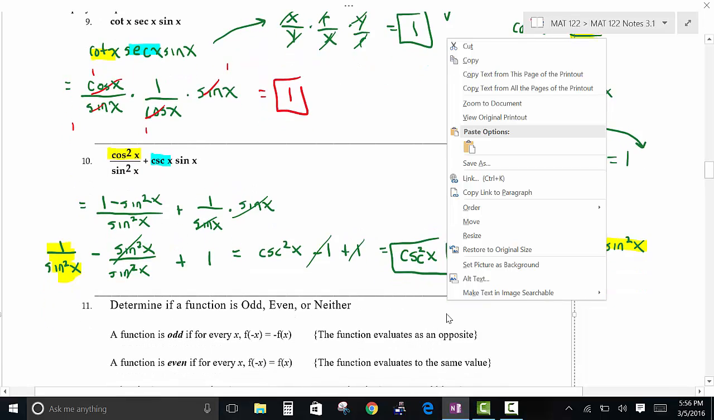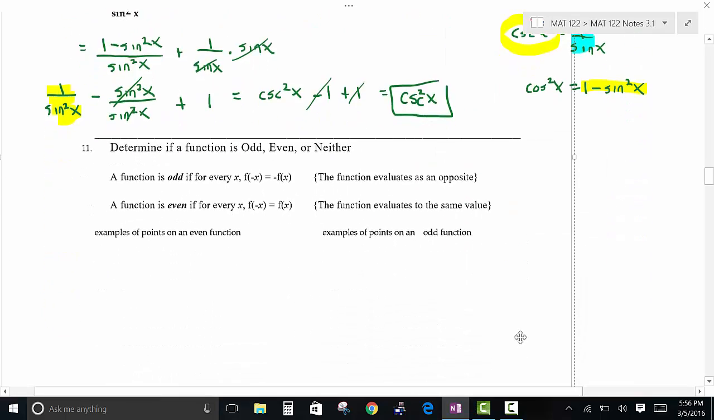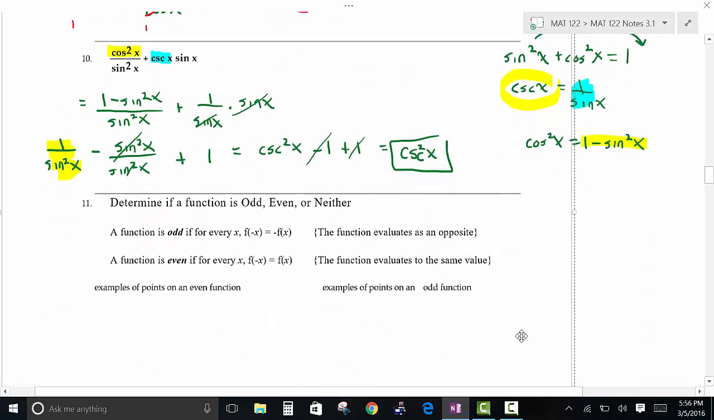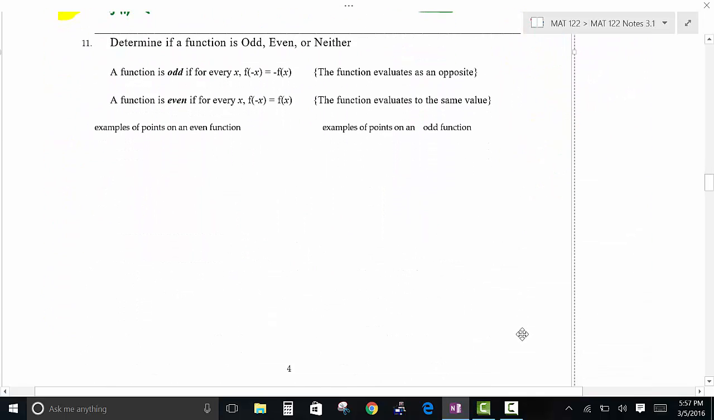So you're trying to algebraically simplify these. Okay, so let's look now at what we mean by even and odd functions.